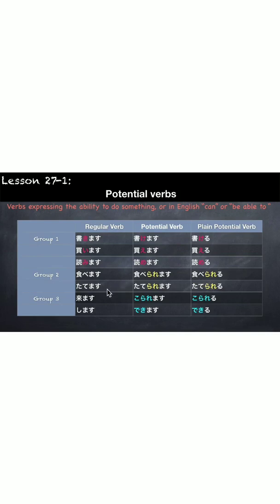立てます means to build something. 立てられます. For plain, 立てられる. And for group 3, which consists of 来ます and します, we change the words into a different word. 来ます becomes 来られます. For plain form, 来られる. For します, or to do something, it becomes できます. And for plain form, できる.